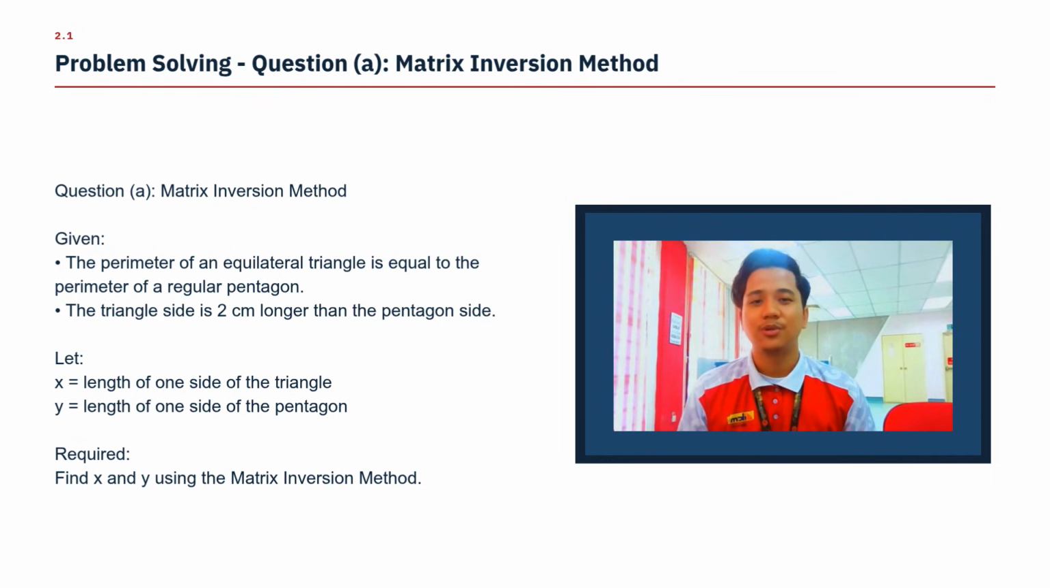Thank you, Mohamad Firdaus. Now, we are going to move on to the problem solving section where we'll discuss a few questions based on the matrix method that we have introduced earlier. For the first question, we are given an equilateral triangle and a regular pentagon with equal perimeters. We are also told that the side of the triangle is 2 centimeters longer than the side of the pentagon. So let x represent the length of one side of the triangle while y represents the length of one side of the pentagon.